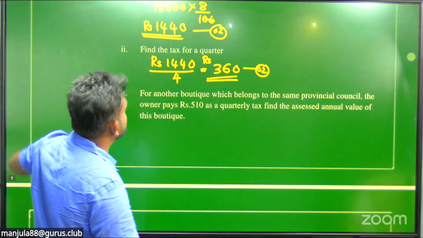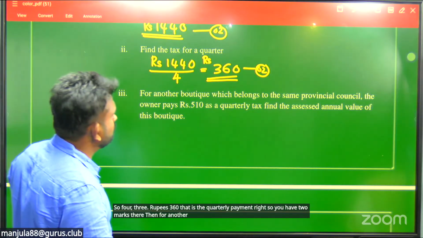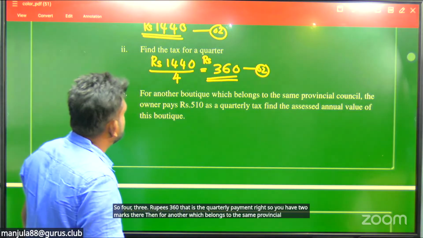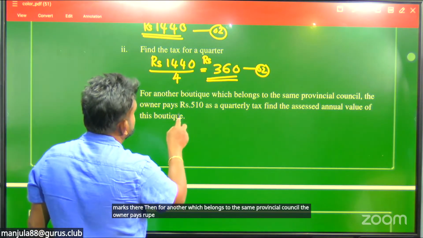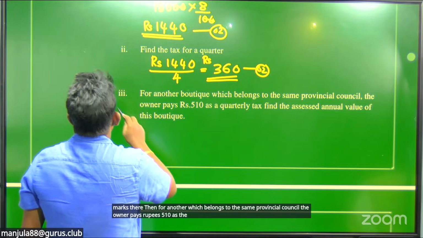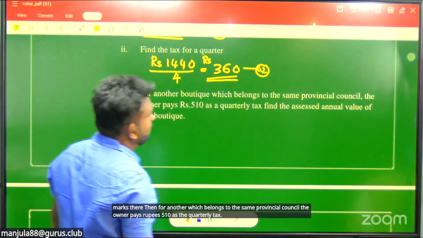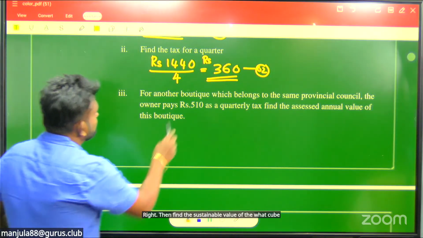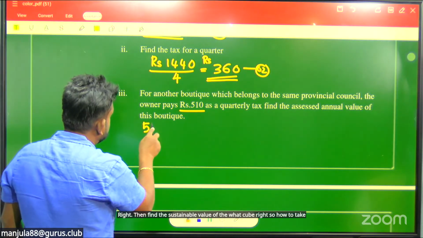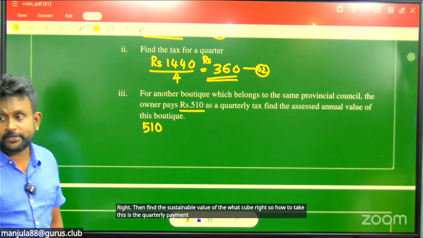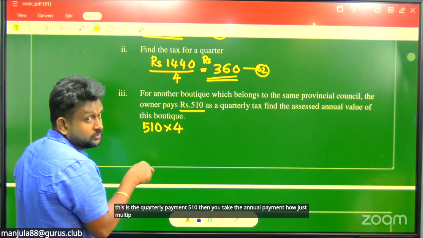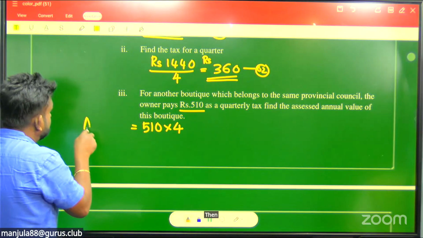Then for another house which belongs to the same provincial council, the owner pays rupees 510 as the quarterly tax. Then find the assessed annual value of the house. So how to take? This is the quarterly payment 510. Then you take the annual payment. How? Just multiply by 4. Then you take the annual payment.